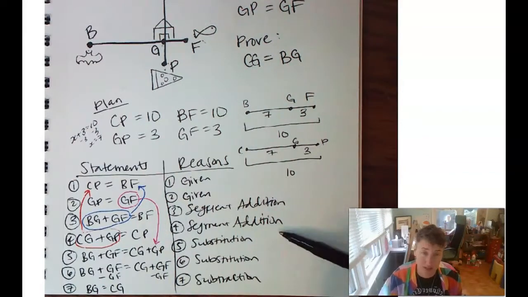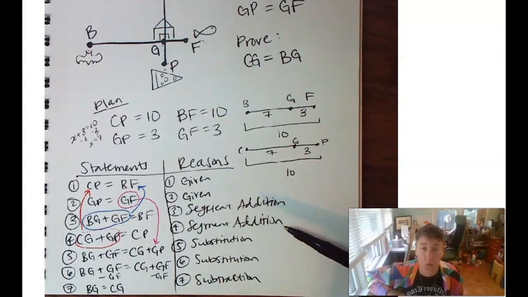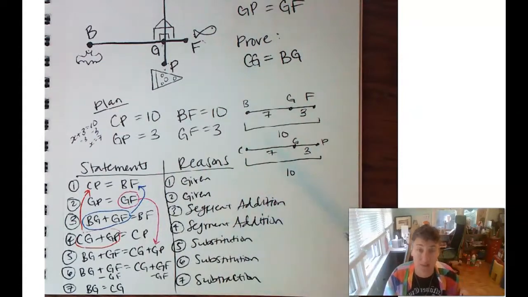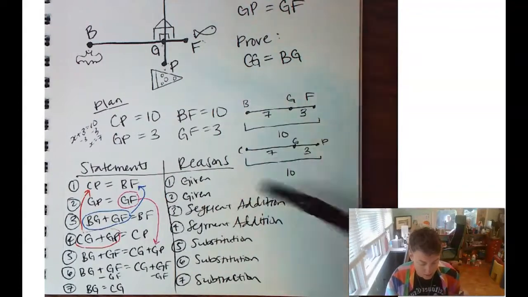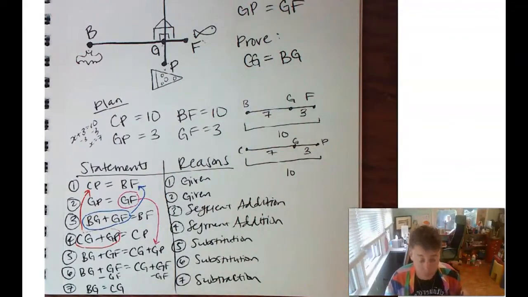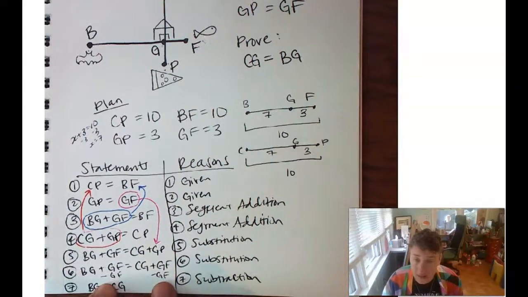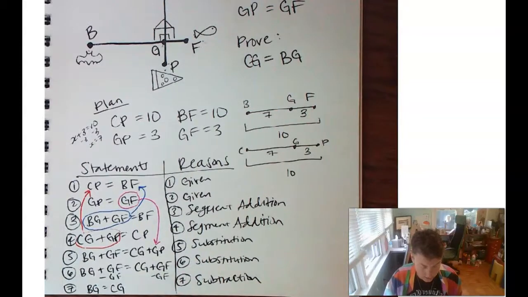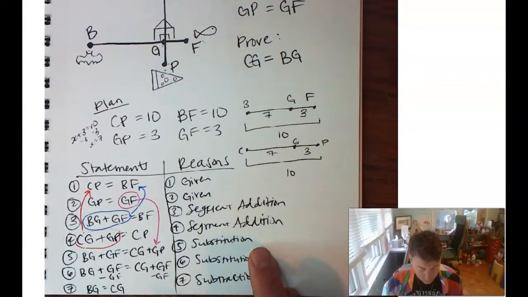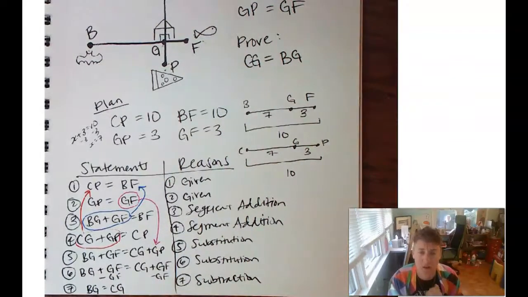Segment addition is a very popular tool to be used in segment proofs. You can use all of your algebra tools, like subtracting things from both sides. And substitution is also a very popular tool. Now, when you get questions like this on ALEKS, you'll be given all the statements, and you're going to fill in the reasons. Okay. Let's do another example, this time with some angles.